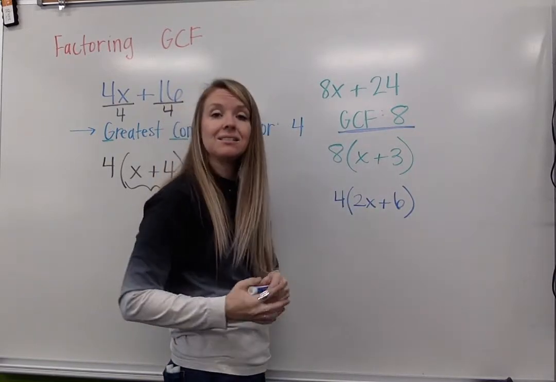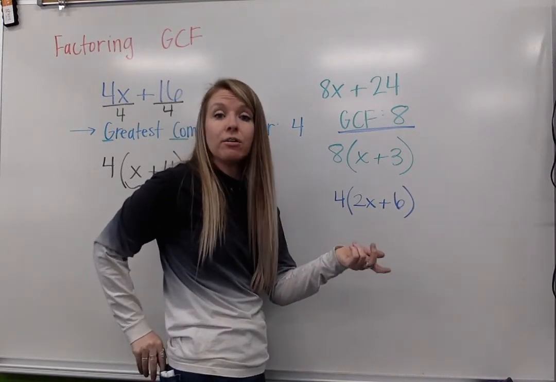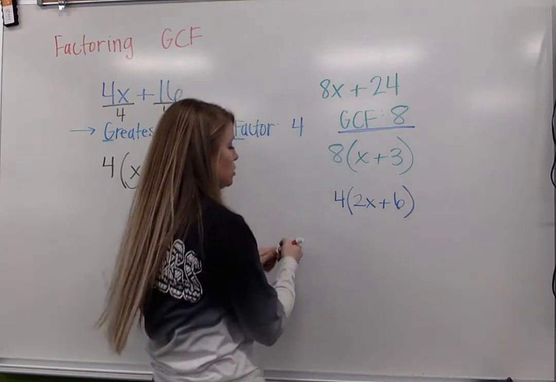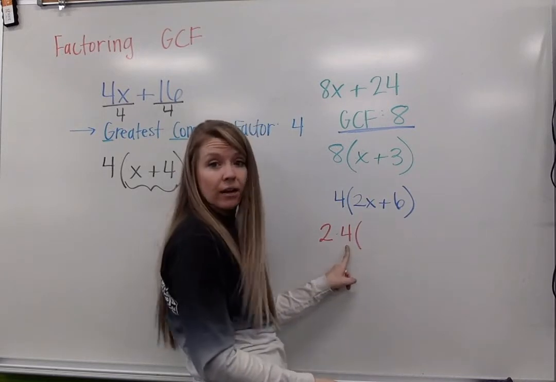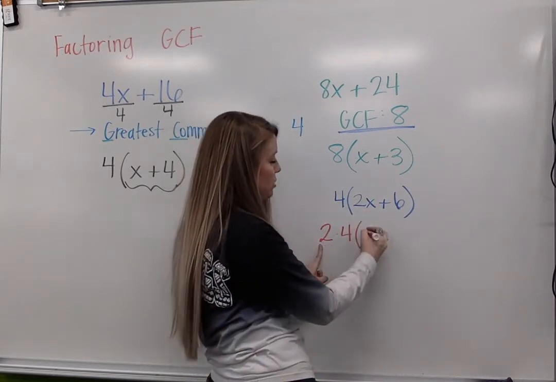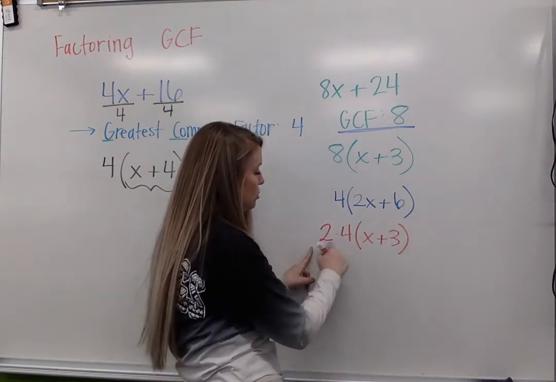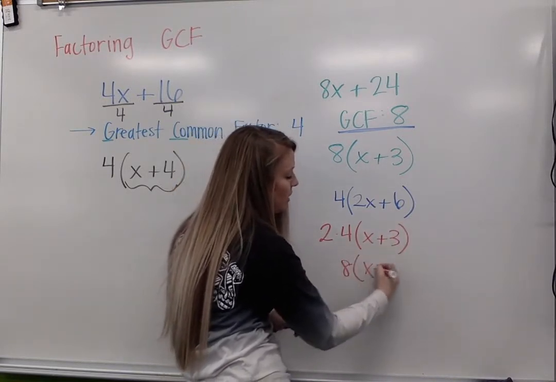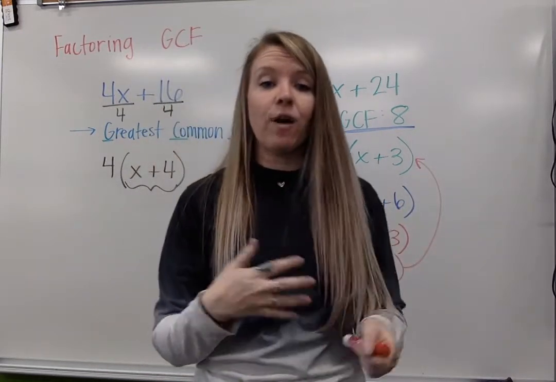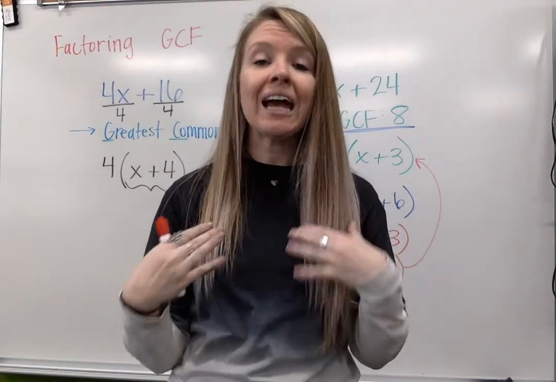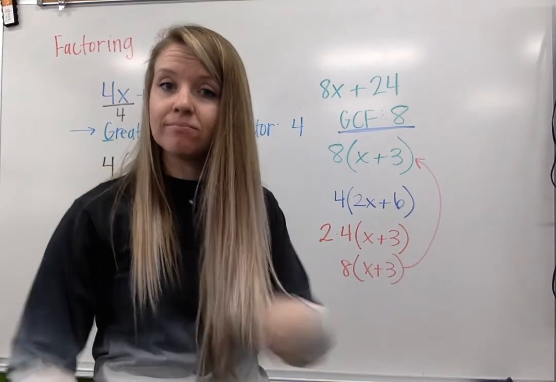Here, 2x and 6 still have 2 in common, so I'm going to go ahead and factor out a 2 now. Okay, so I'm going to factor out a 2 after we already factored out a 4. 2x divided by 2 is x. 6 divided by 2 is 3. 2 times 4 is 8, and there's my x plus 3. So if we don't get the GCF right on the first attempt, we can just keep going and end up with the same result. Okay?